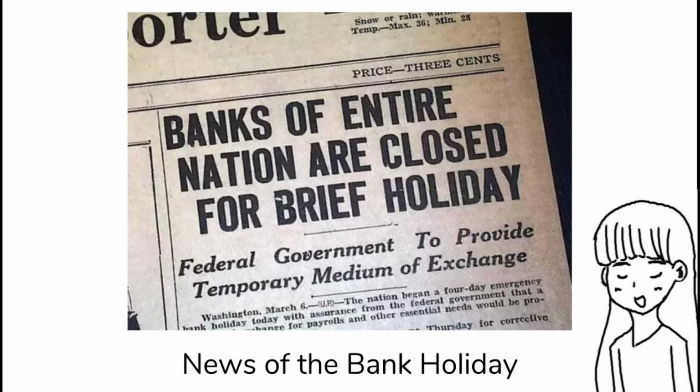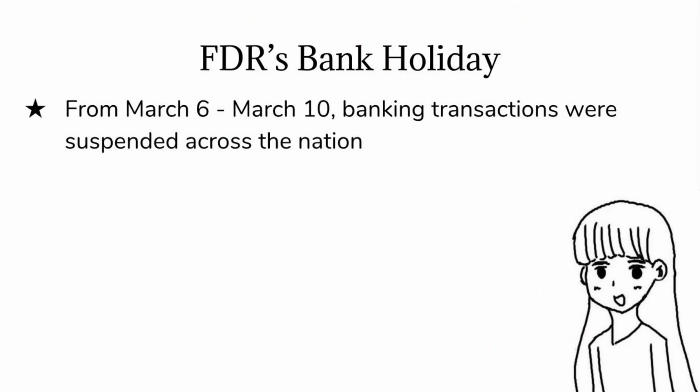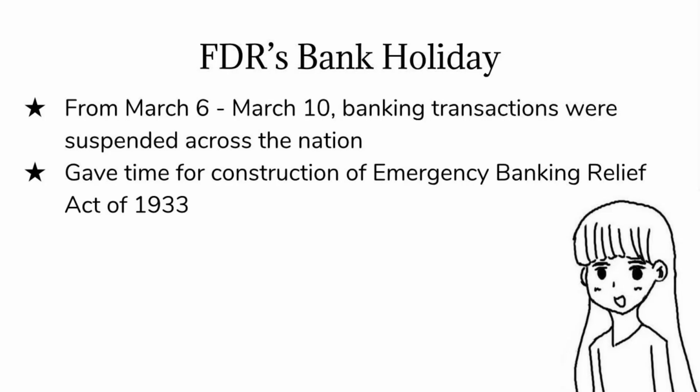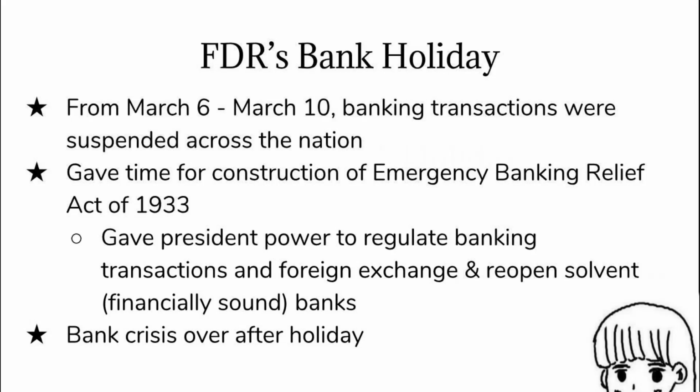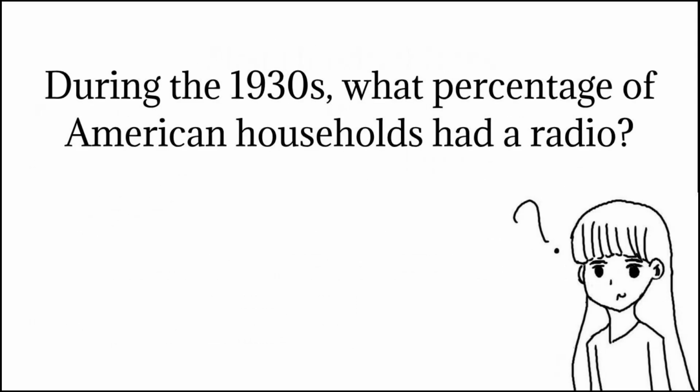But luckily, have no fear, FDR has the bank holiday, which closes these banks. So from March 6th to March 10th, banking transactions were suspended across the nation. It gave time for construction of the Emergency Banking Relief Act of 1933, which gave the president power to regulate banking transactions and foreign exchange and reopen solvent or financially sound banks. And the bank crisis was over after this holiday.